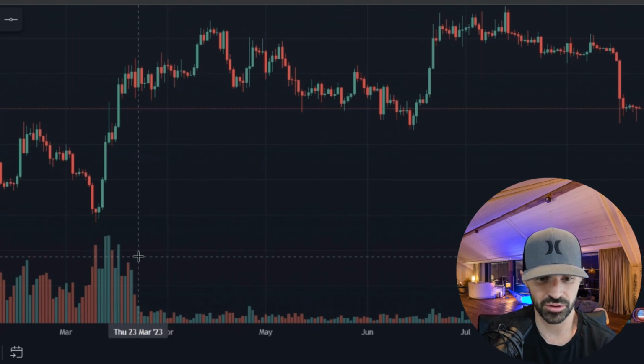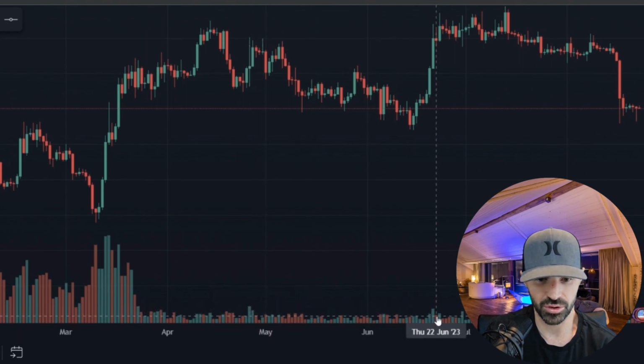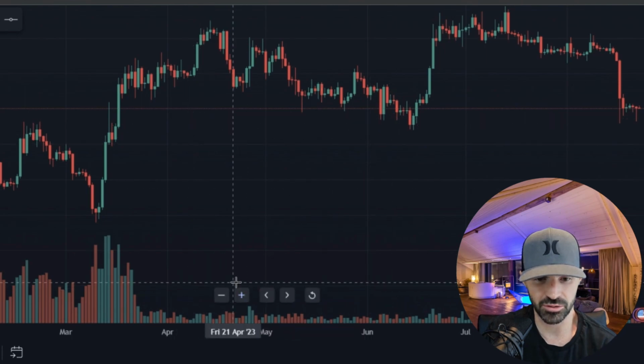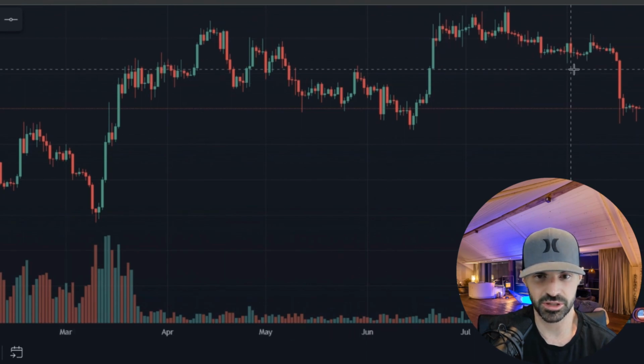And throughout the remaining part of the year, you can see that the actual volume has been decreasing. You had one little spike here, but the next spike was lower than that one. So you can see that the volume has really been decreasing throughout the year as price has just been consolidating.